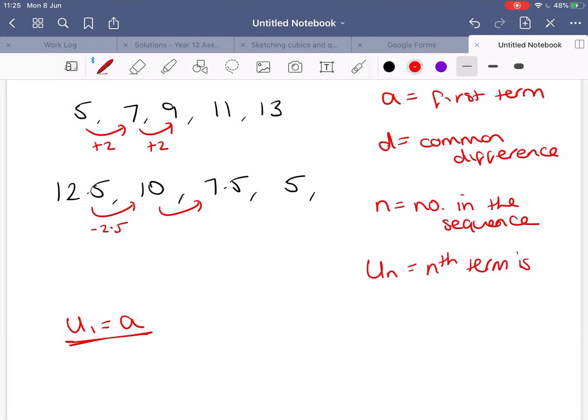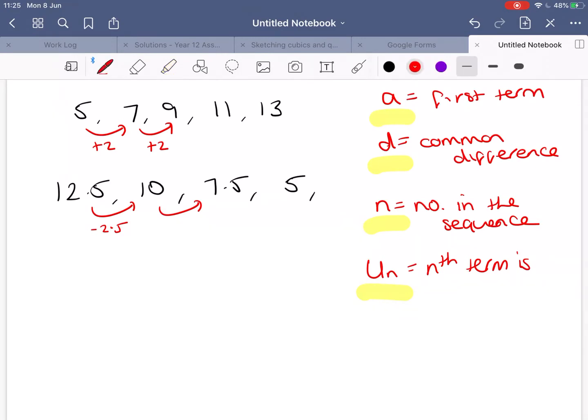So a is always the first term. Now, I know if you looked at that first sequence, you'd be able to write the nth term equation. But again, because of what we're doing at A level and what we're going to do a bit further on, we want to write the nth term a little bit differently, using these letters here. So how can I write the nth term using a, d, n and u_n?